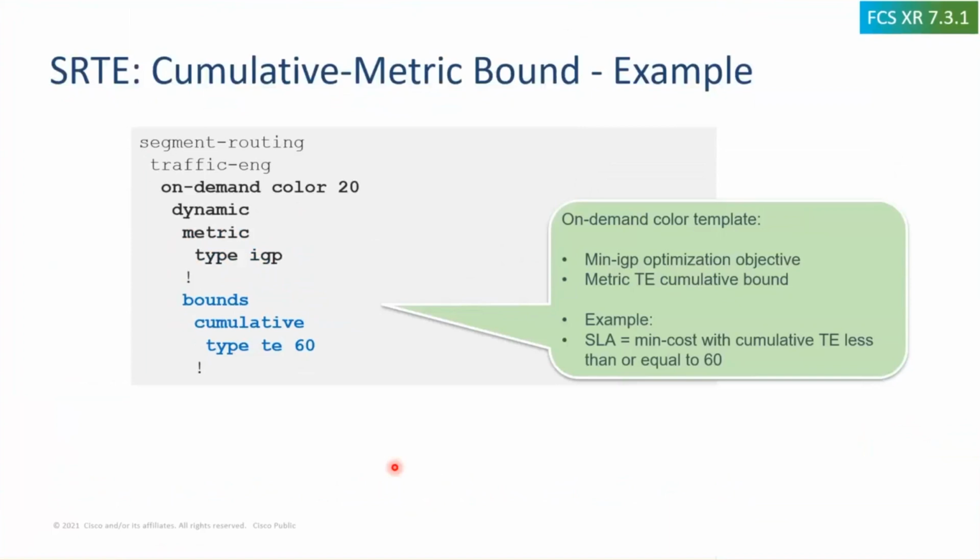In the next example, we show an ODN color template for color 20 that will be used for triggering on-demand SR policies. This time, we keep the same optimization objective of metric IGP, but we provide a cumulative bound of TE metric equal to 60. So the transport SLA of traffic matching this policy will be: minimize the cost with a cumulative TE value less than or equal to 60.